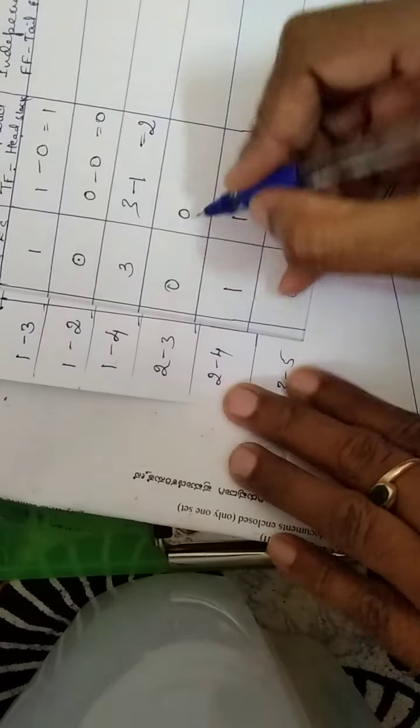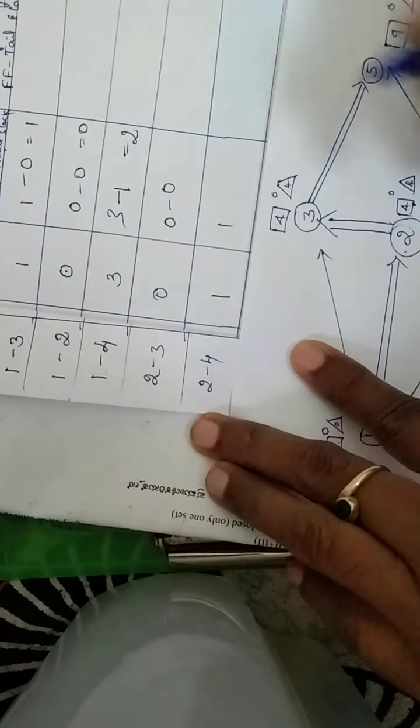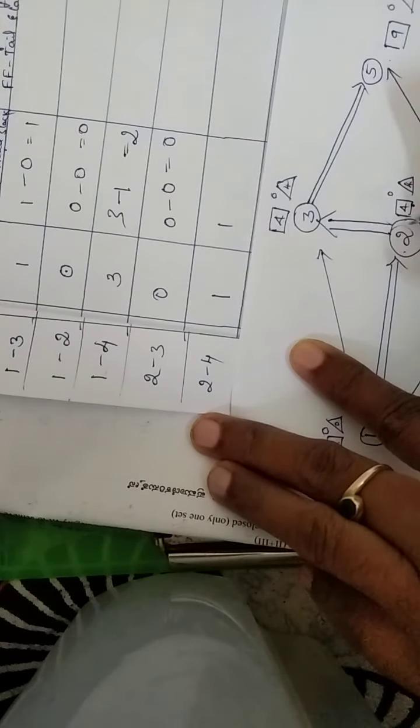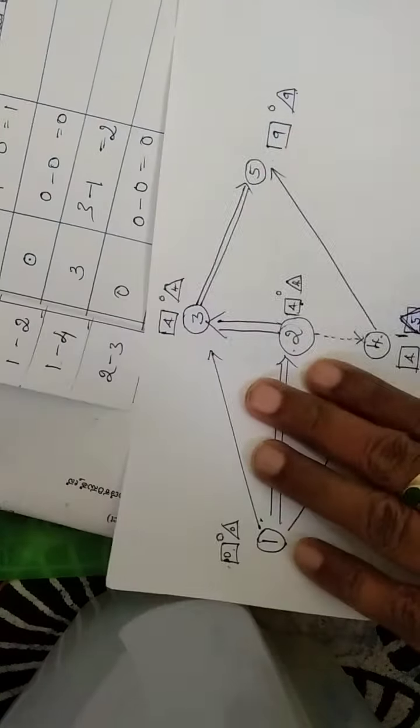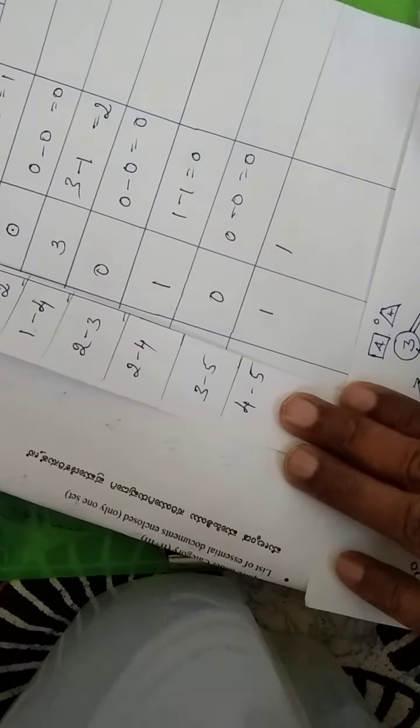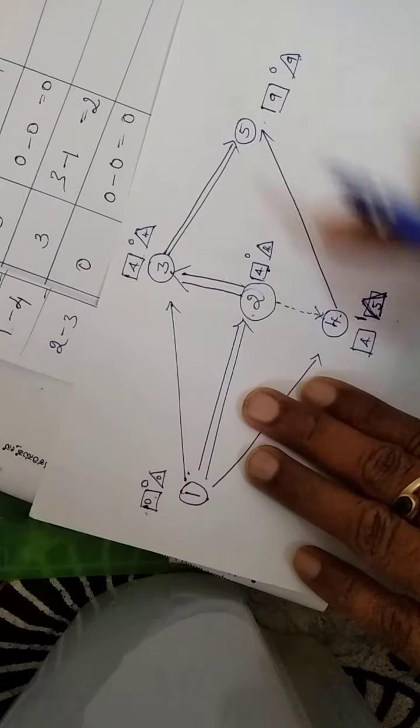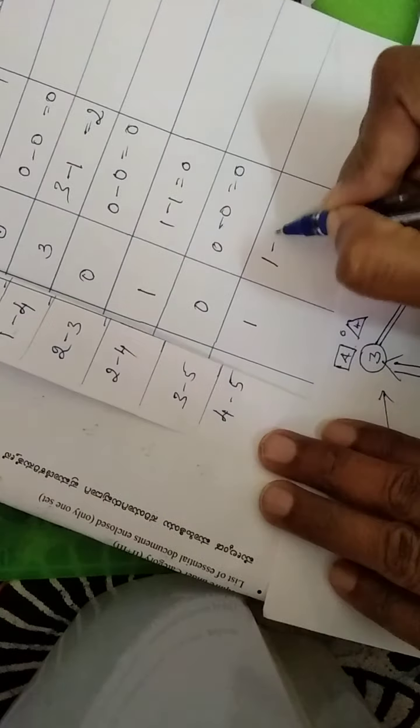Now 2 to 3 it is 0, so we get 0. 2 to 4 it is 1, 0. 3 to 5 it is 0, so 0. 4 to 5 it is 0, so 1 minus 0 is equal to 1. So this is how we arrive at the free float.